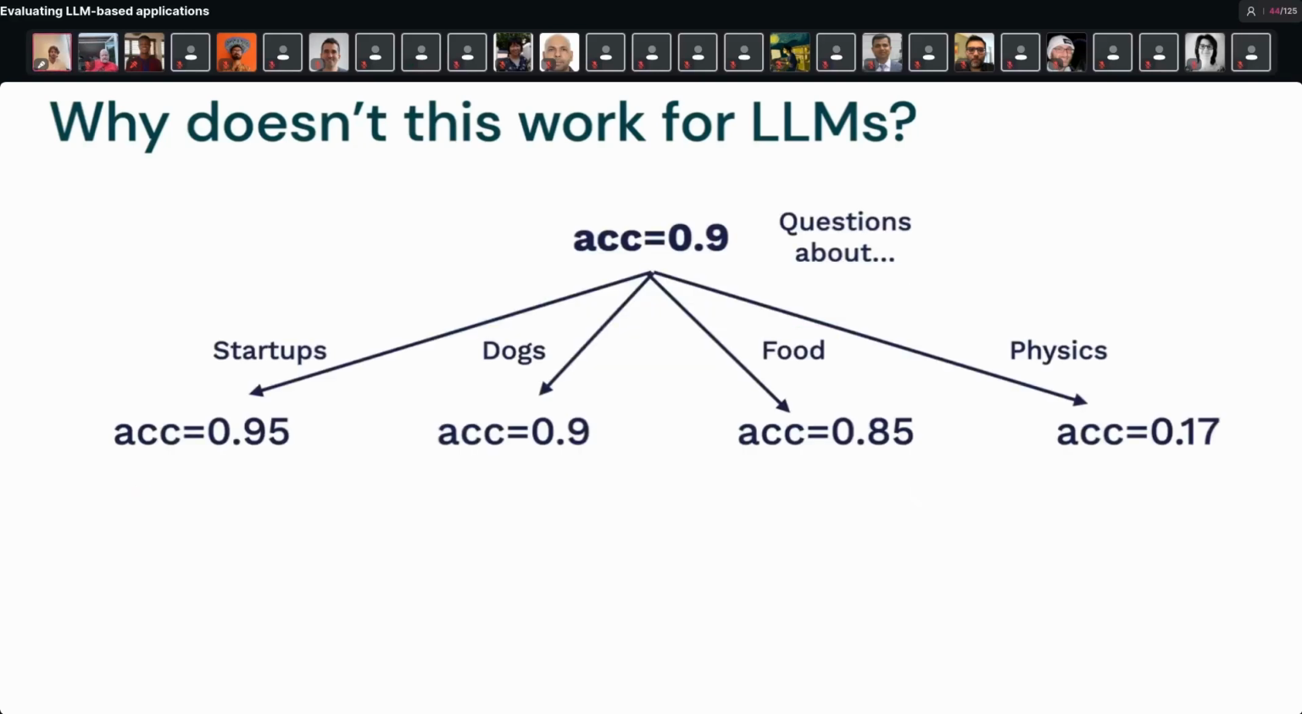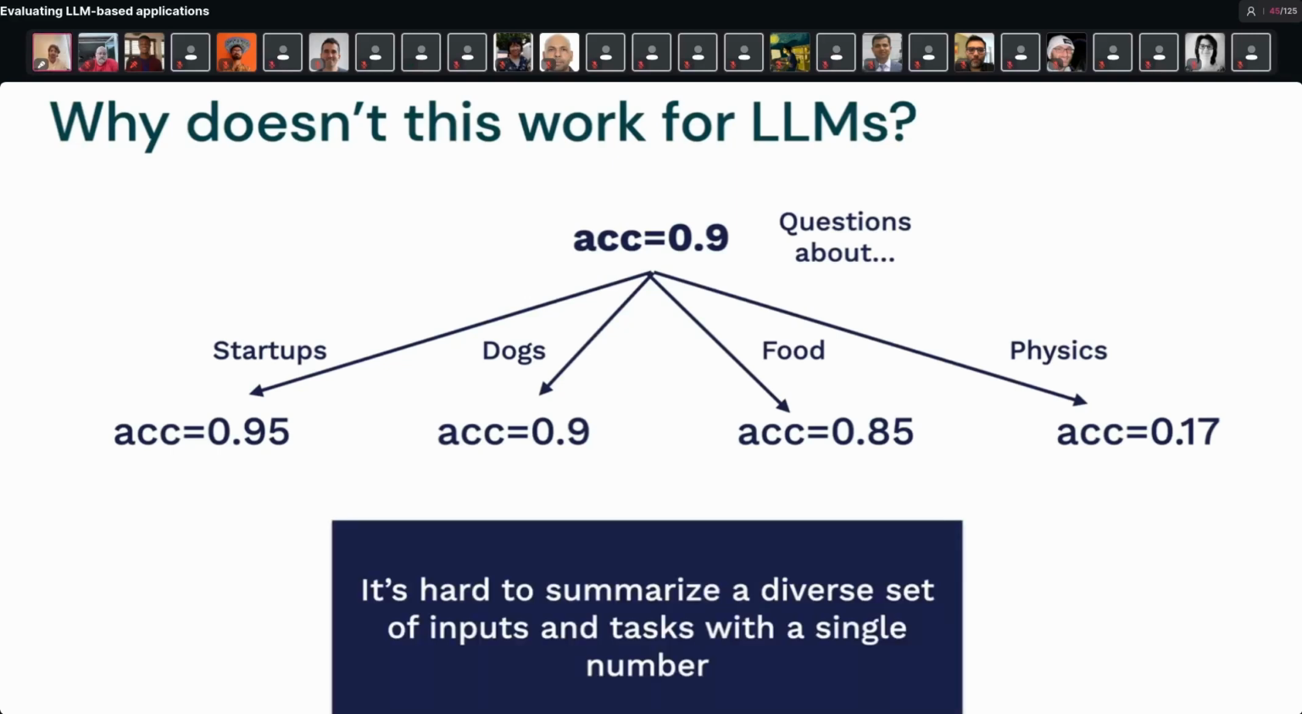And then finally, even if you have a quantitative metric, another big challenge is that oftentimes we're using these LLMs, since they're so general purpose, to solve tasks across lots of different domains. So if you have a model that is 90% accurate, let's say, on questions about different topics, but it's 95% accurate when you're asking about startups, it's only 85% accurate when you're asking about dogs or food. But if you ask questions about physics, the accuracy drops all the way down to 17%. Then is this actually a good model or not?